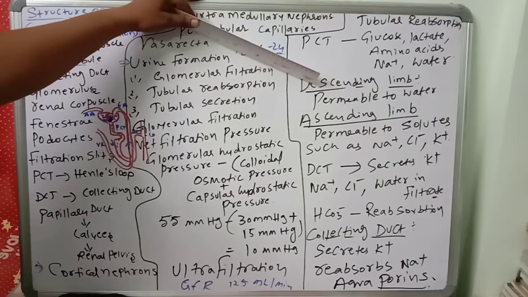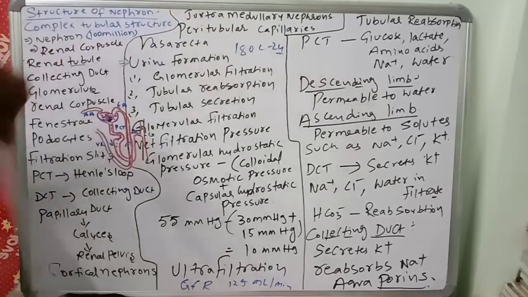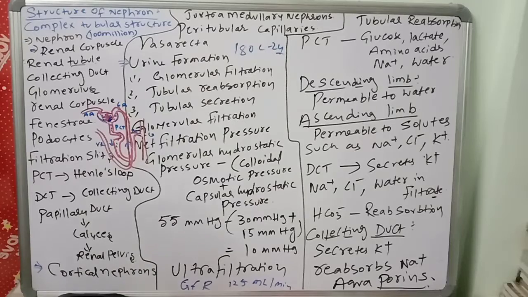The descending limb of Henle's loop is permeable to water due to the presence of aquaporins. With that, the descending limb is permeable to water. Water is lost in the descending limb, hence sodium and chloride get concentrated in the filtrate. So in the descending limb, water is lost and sodium and chloride will be concentrated.